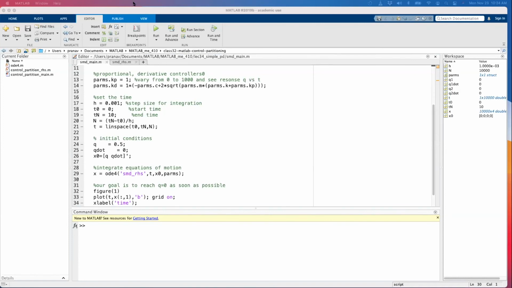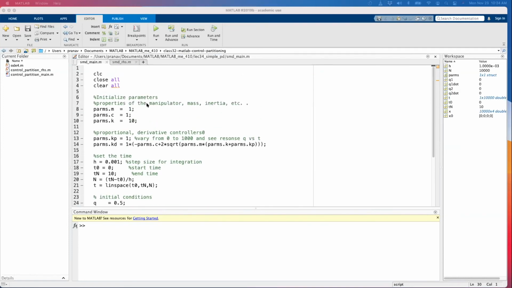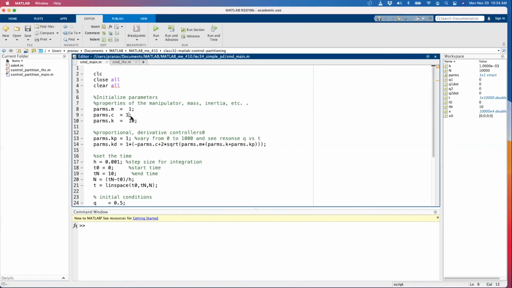This is the code I wrote to illustrate this particular example. We have a mass matrix. The mass is 1, the damping c is 1, and k is 10. Now, as I said, kp is something we can choose. Let's choose it to be 1, and then kd comes from the formula I wrote down earlier on paper.